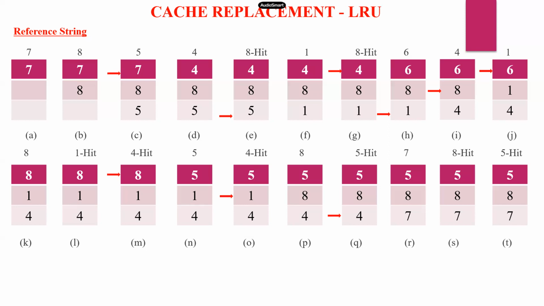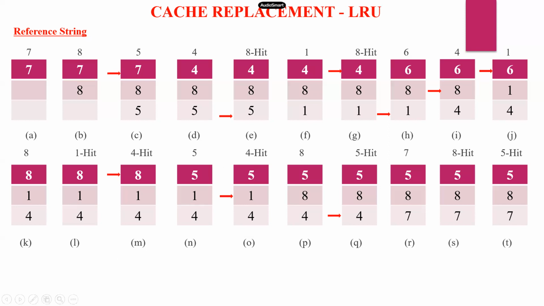So 6, 8, 4. Again, the slots are filled. So the next data 1 is not in the cache page frame, so 8 will be replaced. Again, the slots are filled up. Then the new data is 8. 8 is not available in the page frame, so with the help of the LRU technique, 6 will be replaced.